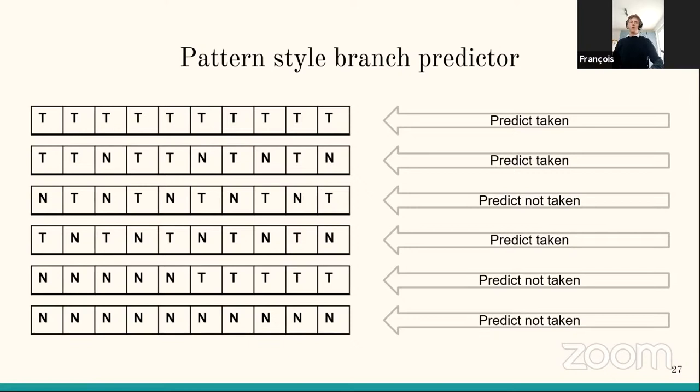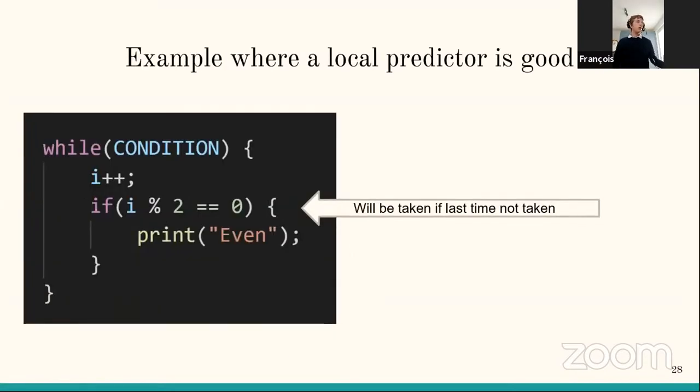We will see now an example where a local predictor is a good predictor. Take this example with this branch, assuming the condition has no side effect on the variable E. If it was taken during the last cycle, then it will not be taken, and if it was not taken during the last cycle, then it will be taken. So basically we can predict the outcome of the branch from the local history of the branch. In this case, a local predictor is very good. And now we will move to another example.